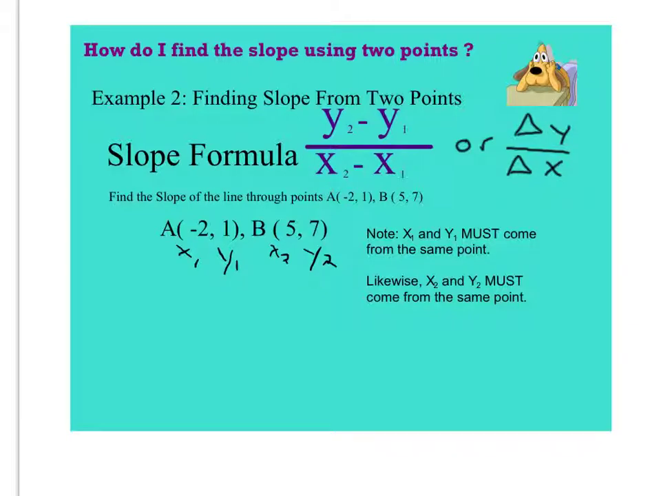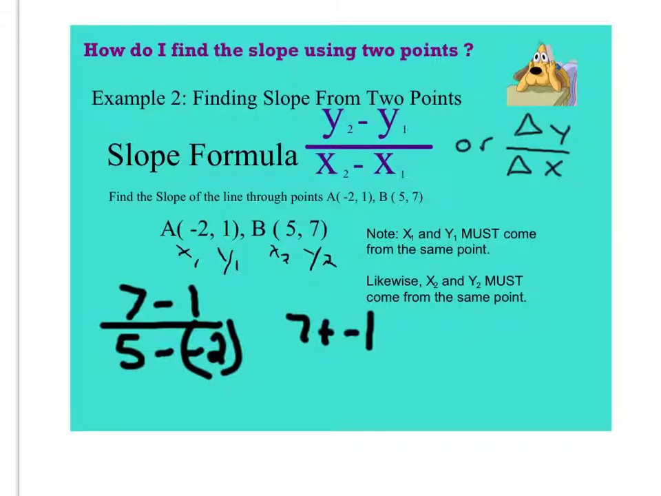Okay, so we're going to plug them into this formula. So my y2 was 7 minus my y1 was 1, and that goes over x2, 5, minus x1 is negative 2. Now the top we don't really need to change to adding, but we can. So we're going to change the top to adding, 7 plus negative 1. And we'll change the bottom to adding, so it's 5 plus the opposite of negative 2, which is 2. Then we're going to do the top. 7 plus negative 1 is 6, over 5 plus 2 is 7.